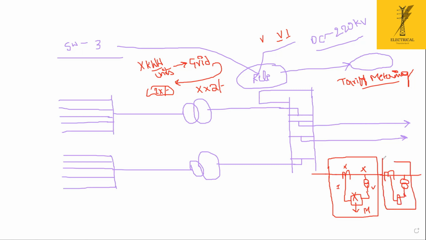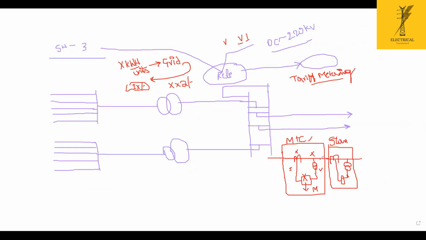Which is connected in series, side by side. This we will call the main and check. Main and check metering. This is the standby metering. At every time, we rely on the main and check. If it fails, then we will look at the standby. So it's a kind of reliability again. So this whole part will be called metering.